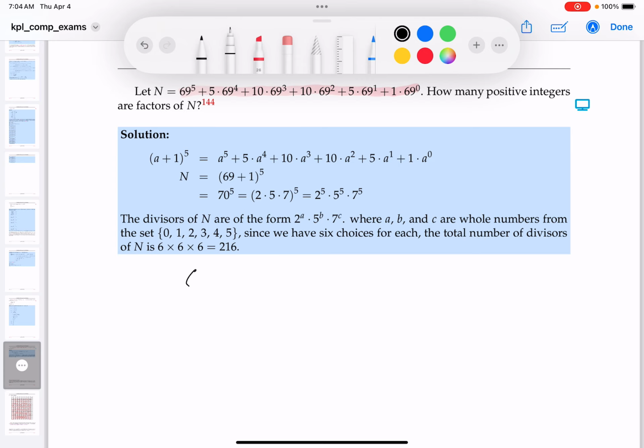All right, so then I write this over here. I write down (a + 1) to the 5th power. That's a binomial. If you expand this, you're going to get a^5. These are binomial coefficients. Plus 5 times 69 to the 4th power. Now, if you can't remember the coefficients, you could write down Pascal's triangle if you want, or compute them. Let me just write them down for you.